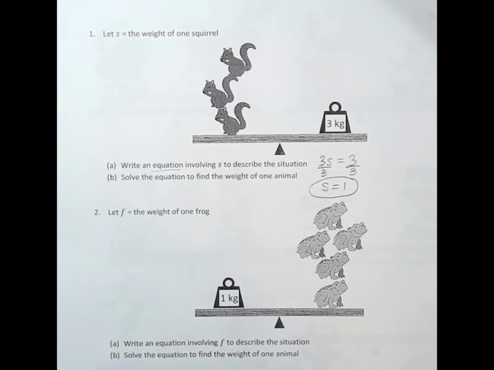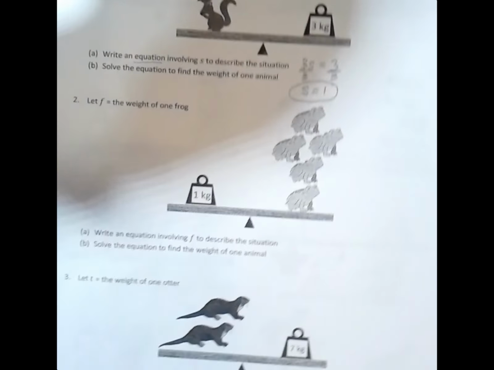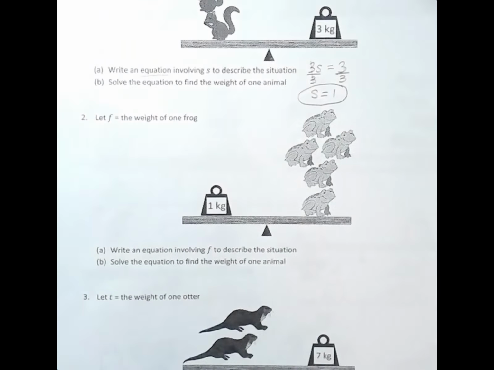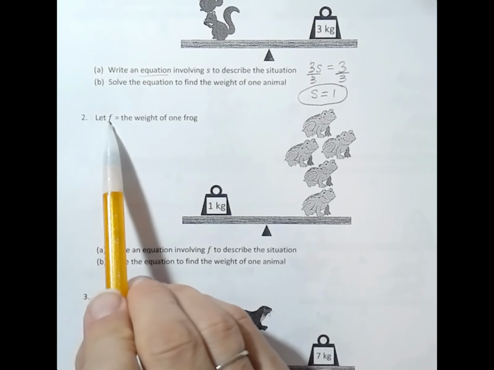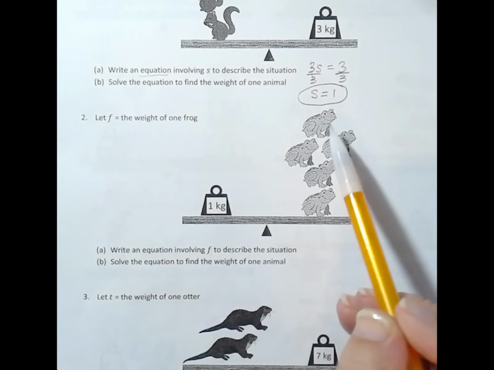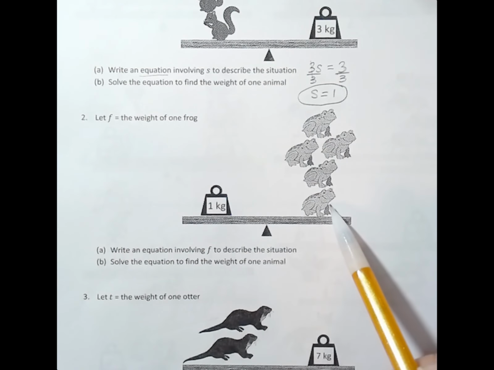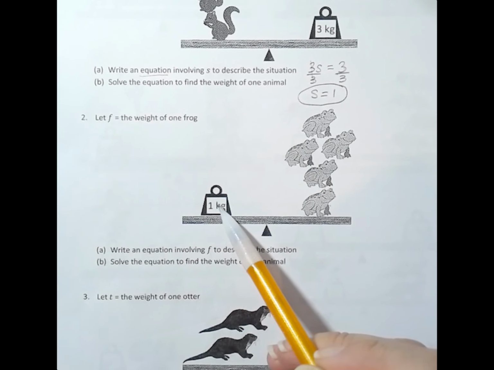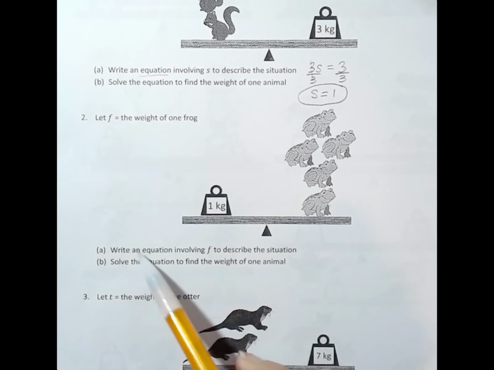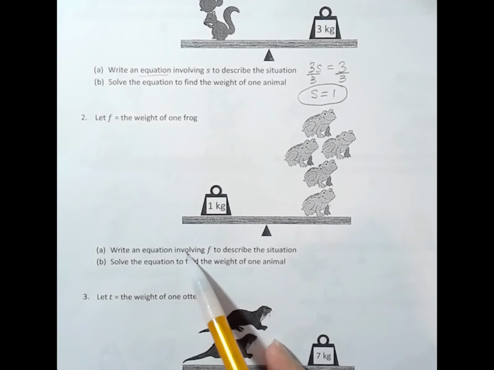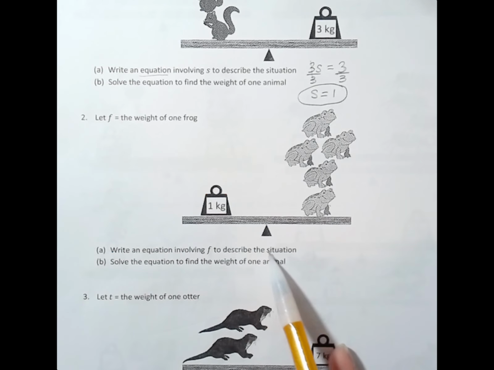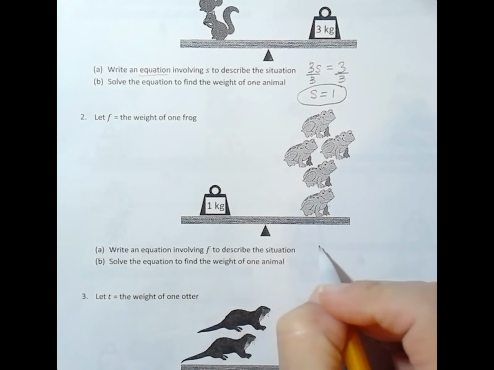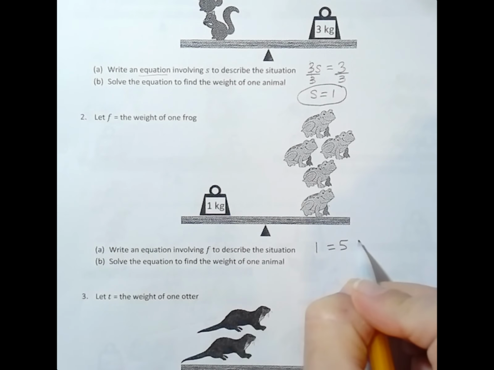Let's look at number 2. Let F equal the weight of one frog. So you can see we have 1, 2, 3, 4, 5 frogs on this side, and it's balanced with 1 kilogram. So think about the equation that we could write here. Part A says write an equation involving F to describe the situation. So 1 kilogram this time is equal to 5 frogs.